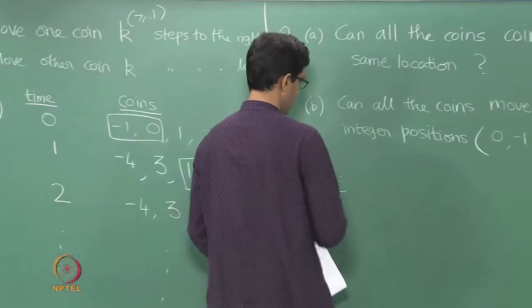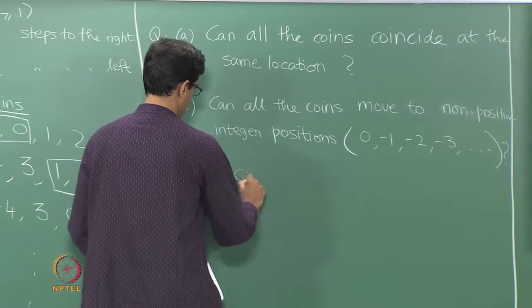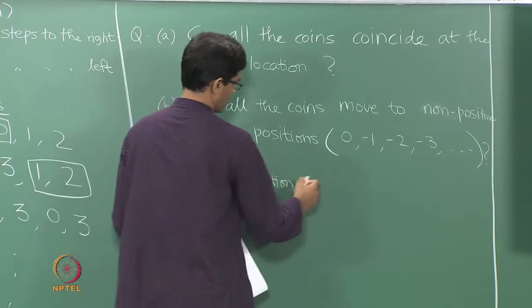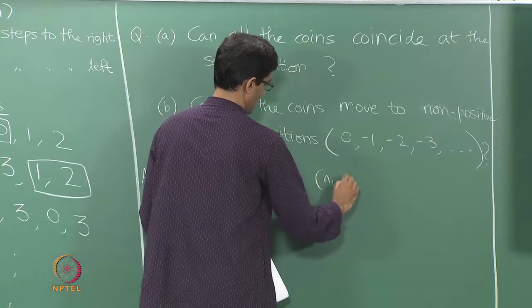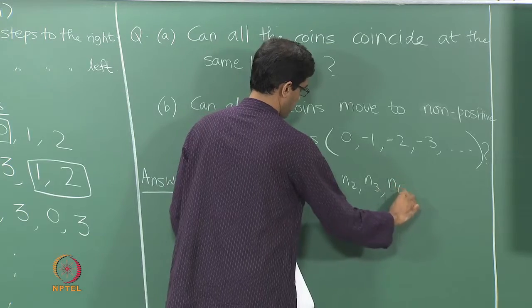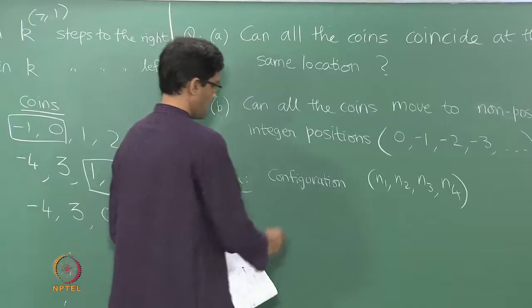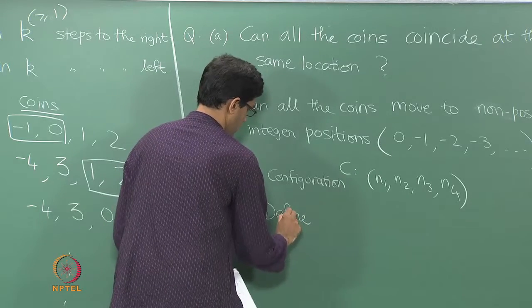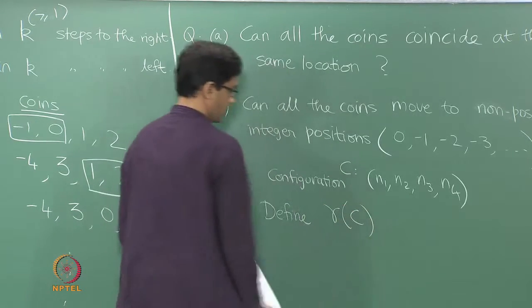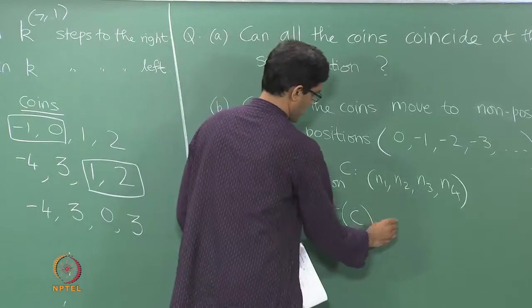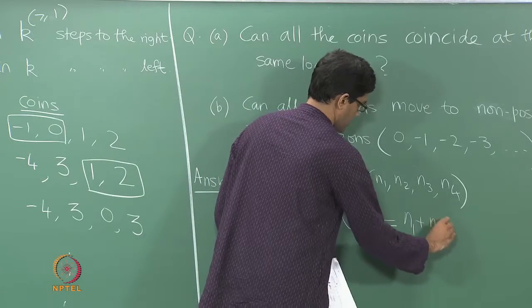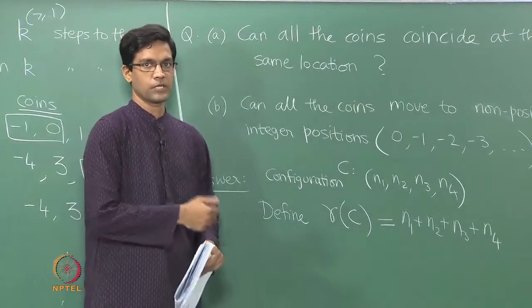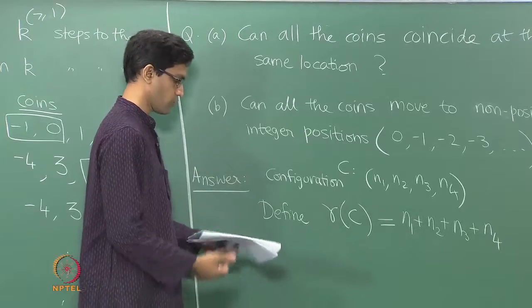Let's define a function. Suppose I am given a configuration. So what is the configuration? It is just the 4 positions of the first coin, the second coin, the third coin and the fourth coin. So I have these 4 positions. Now let us define a function. Let me call this configuration C. Let us define a quantity, let us call it gamma of C. It is a quantity which depends on this configuration C. Let us define it just to be the sum of these 4 numbers, n1 plus n2 plus n3 plus n4. So to each configuration we associate this number, which is the sum of the 4 positions.